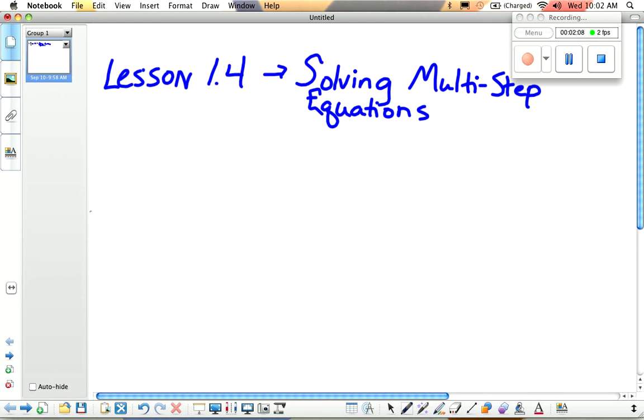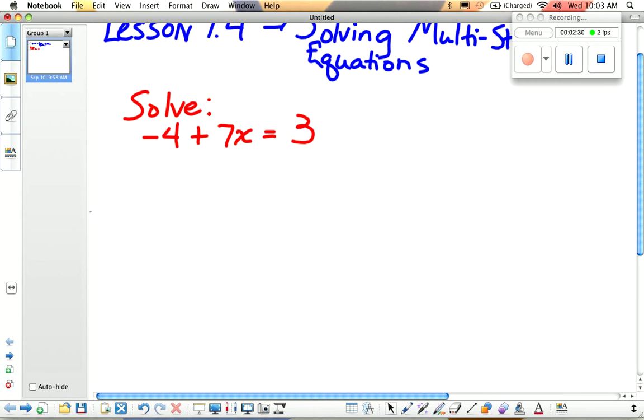Okay, so let's solve some problems here. The first one that we're going to solve, we're going to do it either way. We're going to follow my tip first of all, which says undo the addition or subtraction first. So this is the one we're going to follow the tip in. Do you remember from lesson 1-2, if a negative number is being added, how do we undo that? Add the opposite. Yeah, so what are we going to add to both sides? 4, yeah, so we'll add 4 to both sides of this equation.